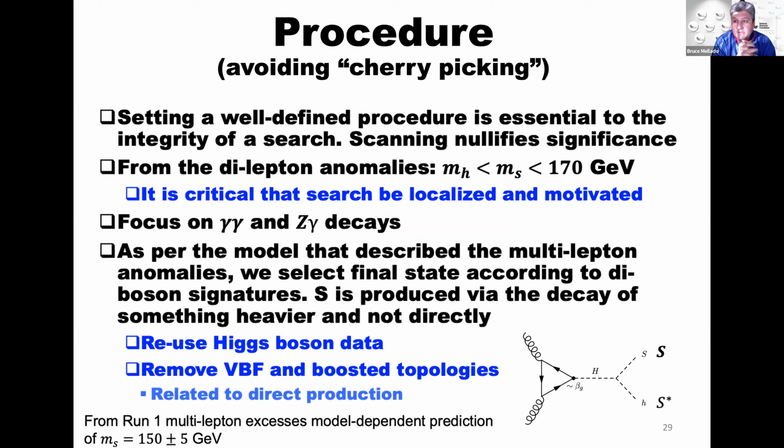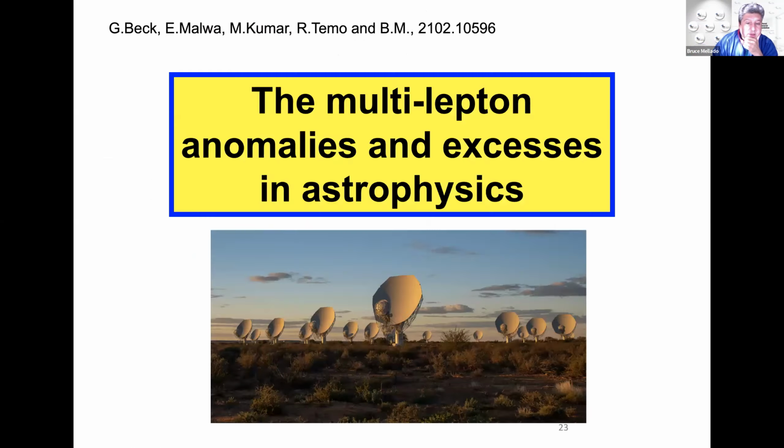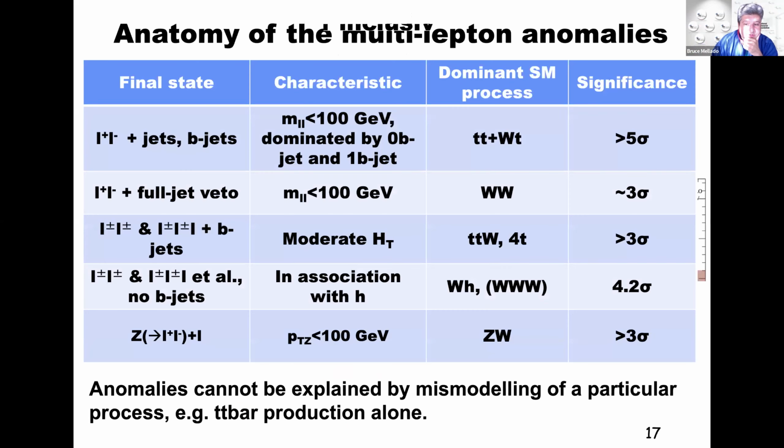So the very important thing when you look for excesses is to avoid cherry picking. This is extremely dangerous, to basically pick up an excess and combine it with another excess. Whatever model you use and whatever procedures you use has to long predate the search. Remember the motivation for something around 150, which comes, let me go back, from distributions like this.